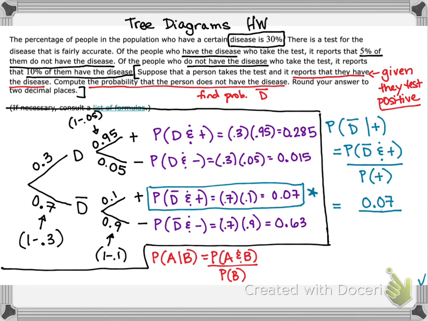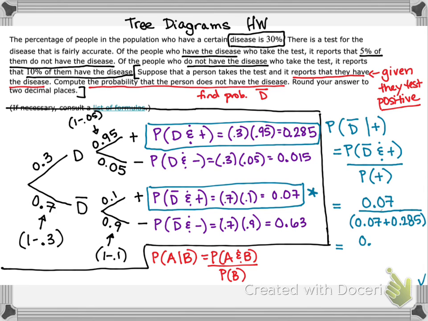The problem here is that the denominator is all of the possible ways to test positive. So you can test positive and not be sick, like we saw in the numerator, but you can also be sick and test positive. So we need to include all the ways for someone to test positive in the denominator. So we do have to add 0.285 plus 0.07 to find our new denominator.